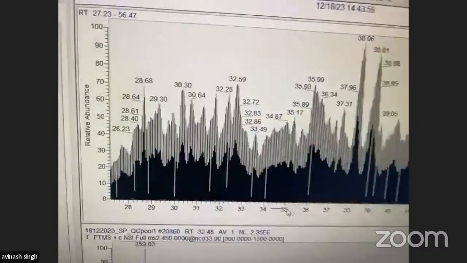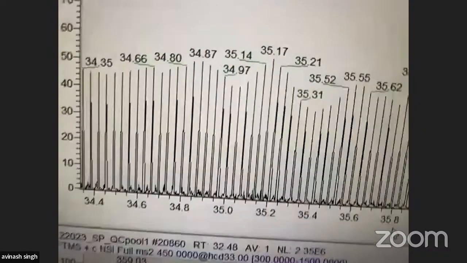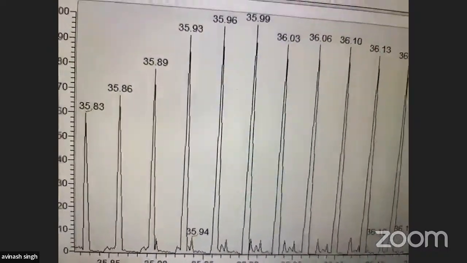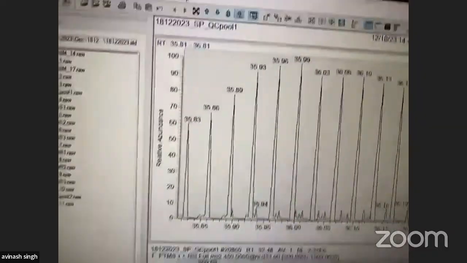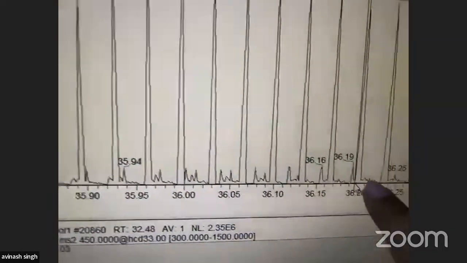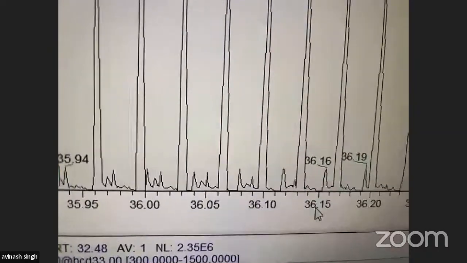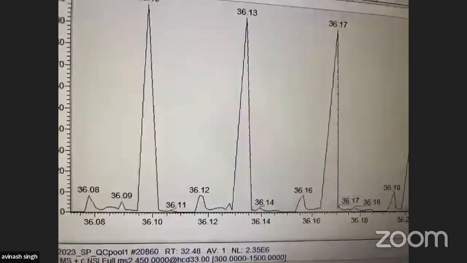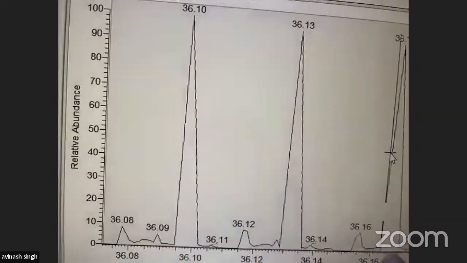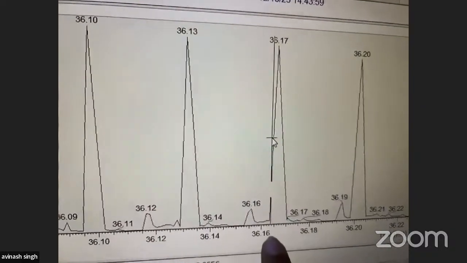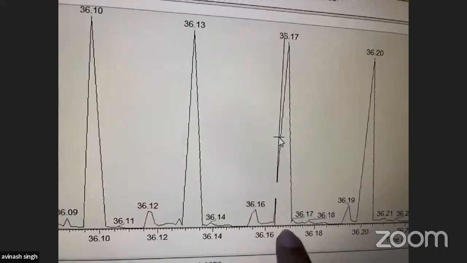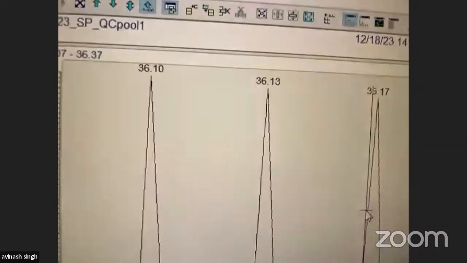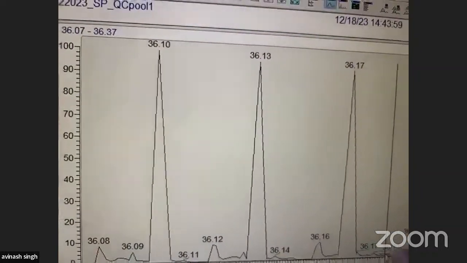For MS/MS fragmentation, you just have to zoom in. Each peak represents a precursor, and this small peak represents, let me zoom in. Yeah, so this bigger peak is basically the precursor. All the precursors have been acquired around the 36.17 retention time, and these are all the MS/MS fragmentation.